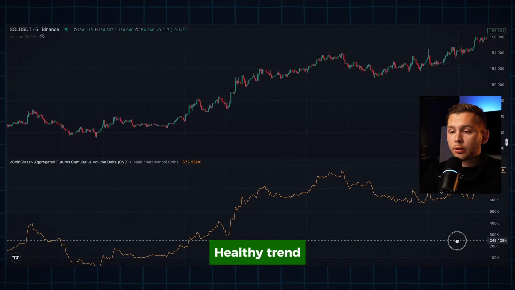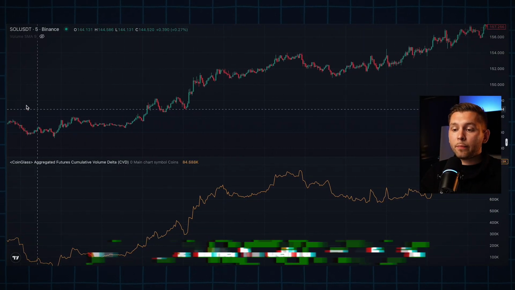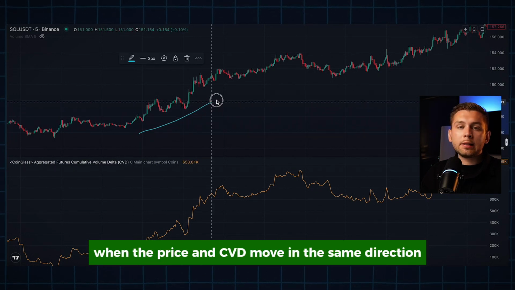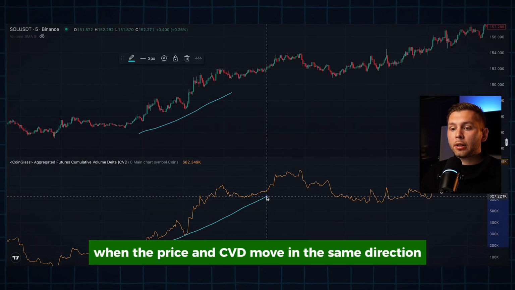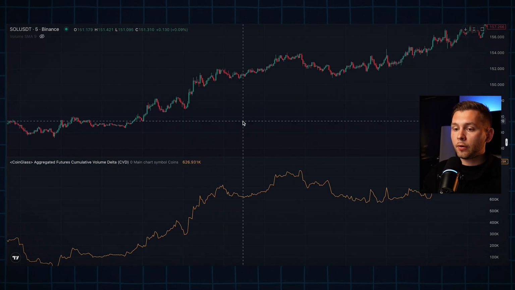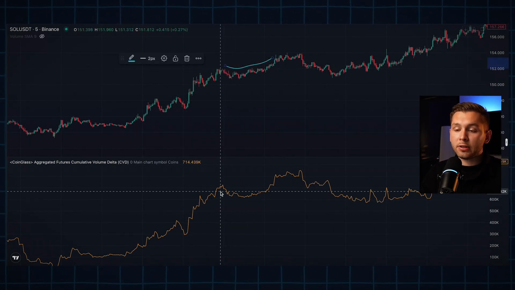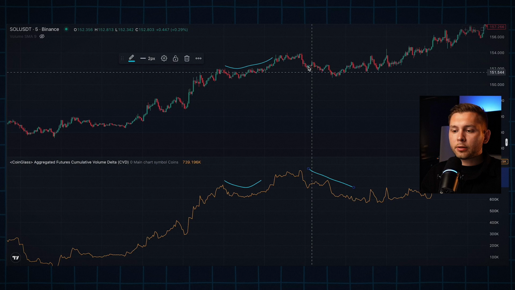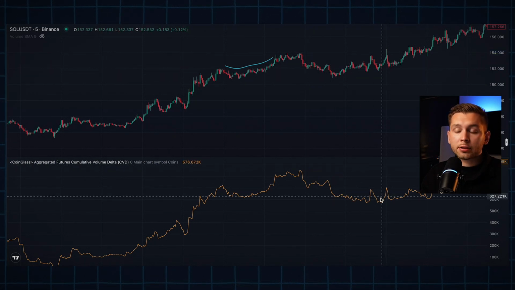For example, this is what a healthy trend looks like when the price and the CVD move in the same direction. If the price rises, CVD rises too. So if the asset's price decreases, CVD has to decrease as well. The delta dynamics change, showing sellers' aggression.